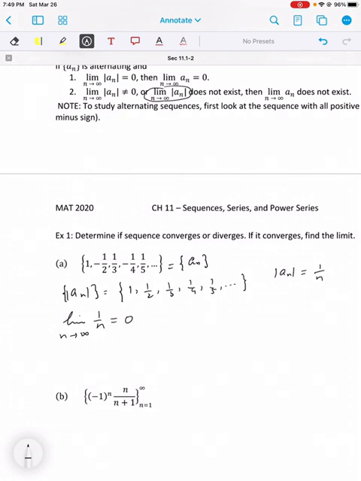So this sequence converges, and the limit of the sequence is 0.